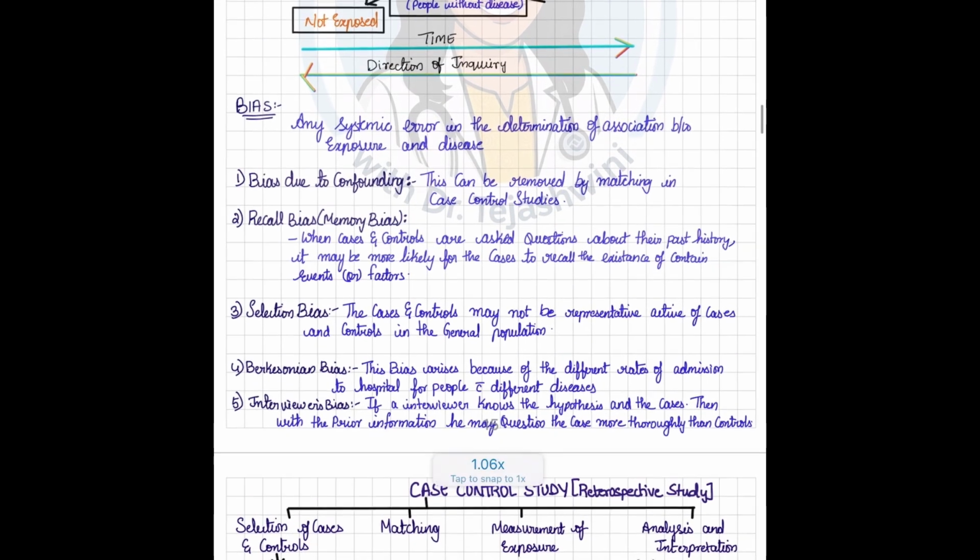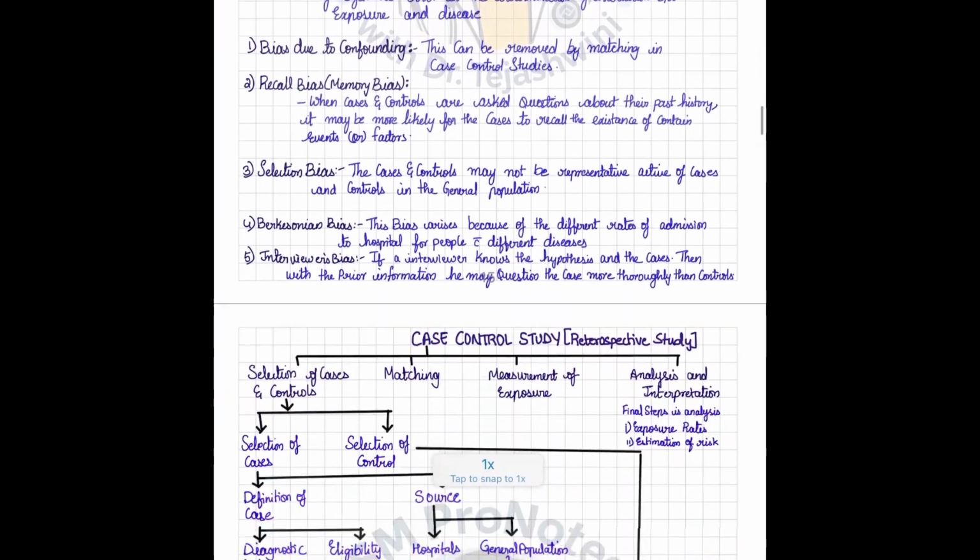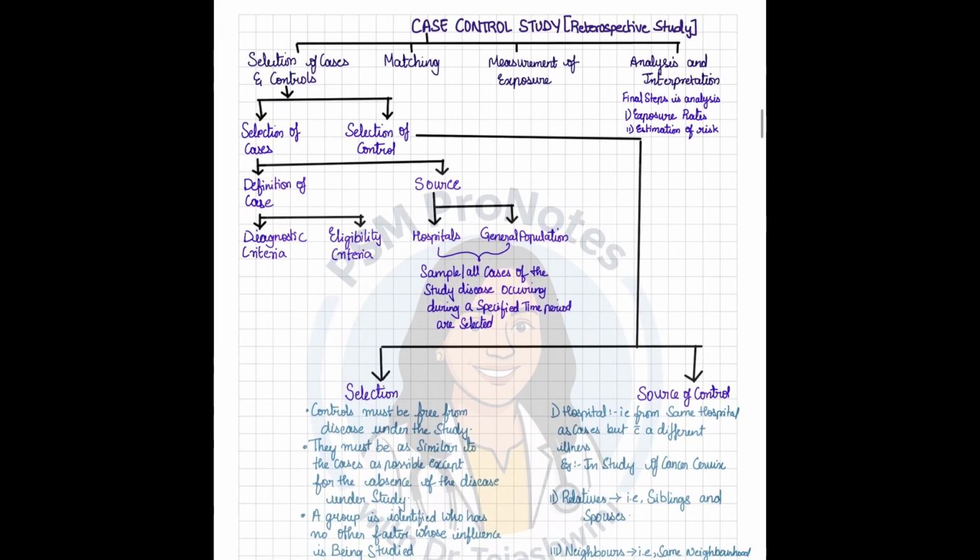Components of a case control study. Let's break down the key steps involved in conducting a case control study. 1. Selection of cases and controls. Cases: these are the individuals who already have the disease or condition you're studying. The cases must be diagnosed accurately based on certain diagnostic criteria.